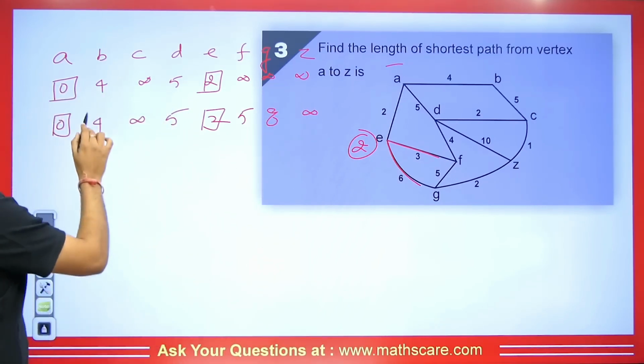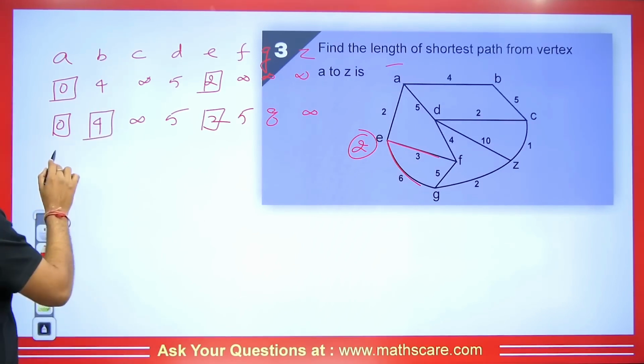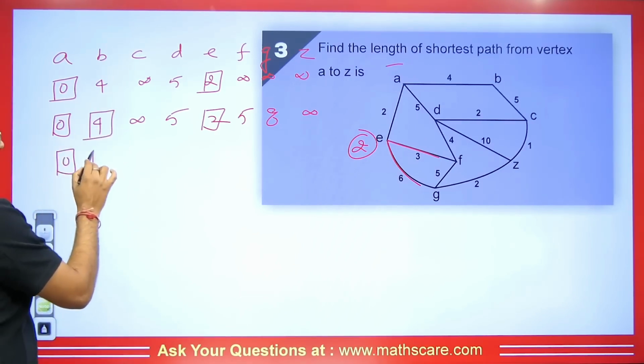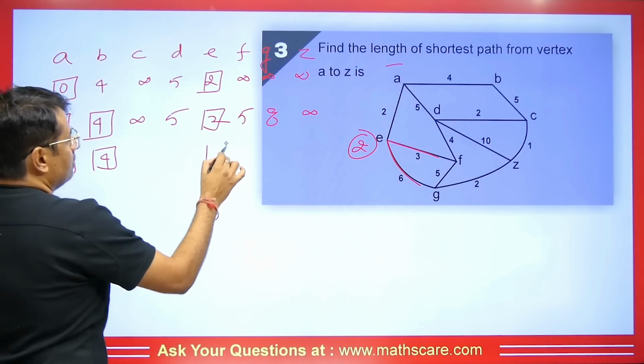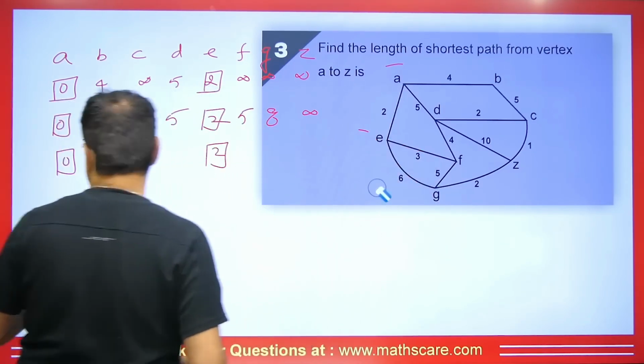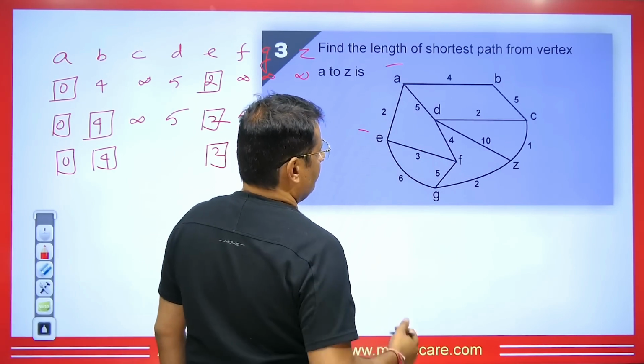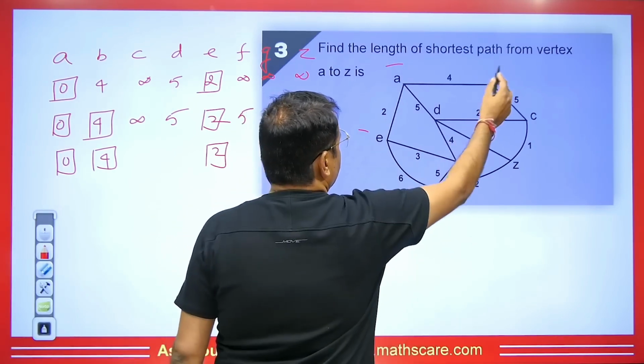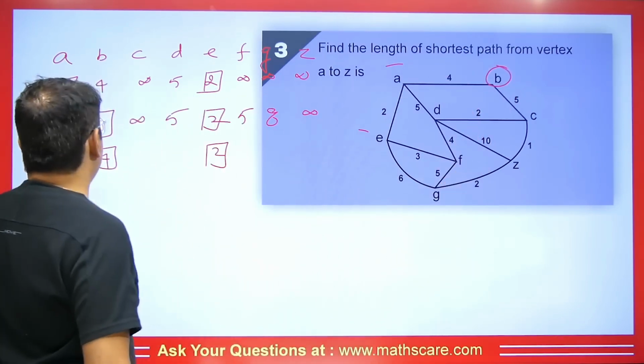Now which is minimum in these? 4 is the minimum, okay? So this will be 0. Here this will be 4 and this will be 2. Is this clear? Now students, let's move ahead. So tell me, where have we reached now? We have reached B. Yes, we have reached B. So where is this B? Here, right? Because B is the minimum that we are getting, right?